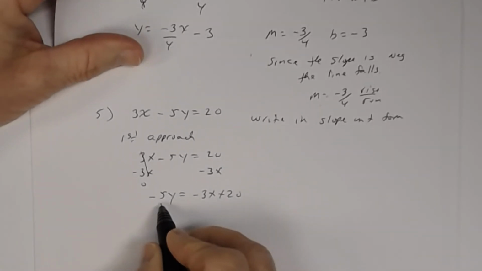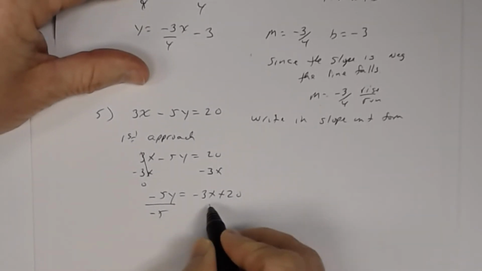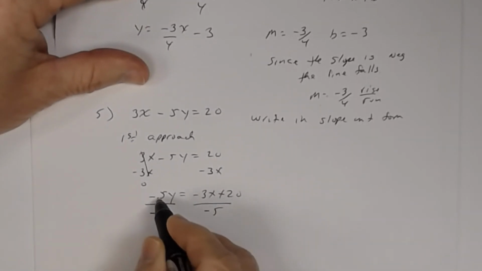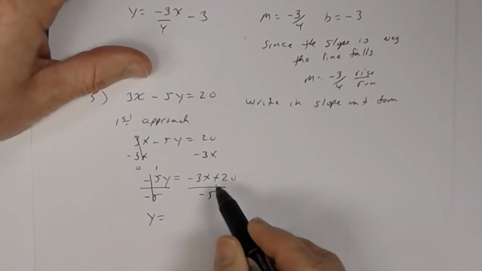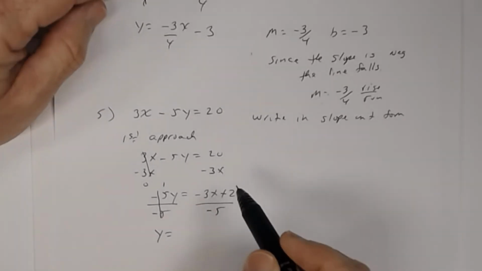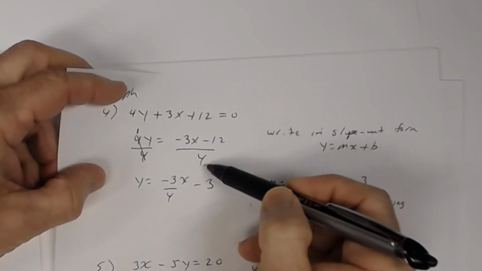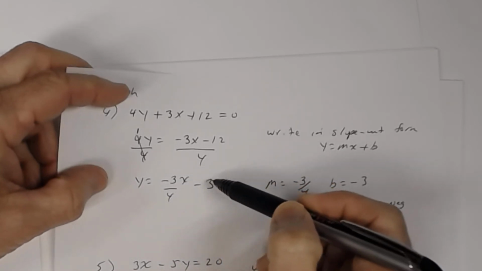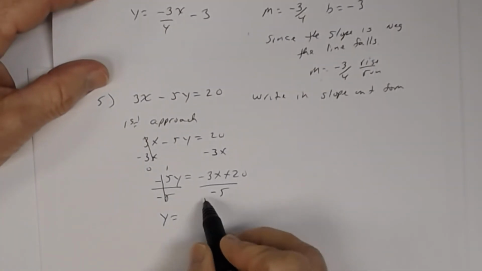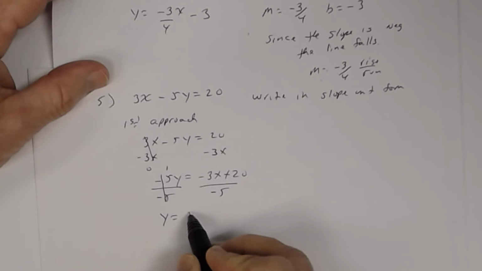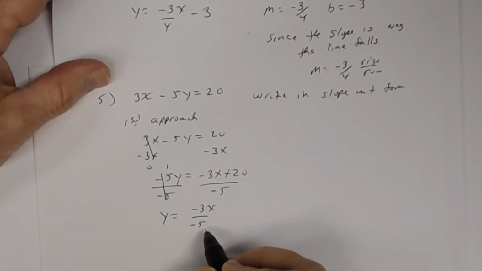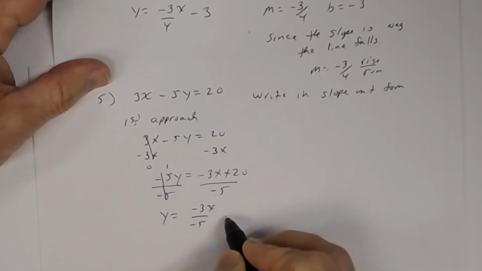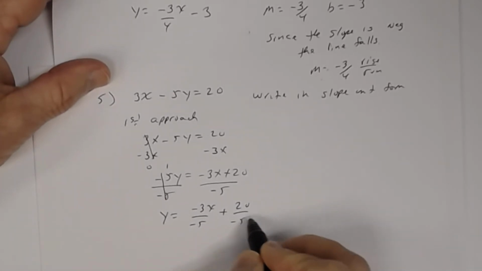Then the next thing you do to get y by itself, you divide both sides by negative 5. Negative 5 divided by negative 5 is 1. 1 times y is y. And then I want you to be careful with the next step now. Just like we did before, remember how we wrote this as two separate terms? You can do the same thing here. I'm going to say negative 3x divided by negative 5 plus 20 divided by negative 5.